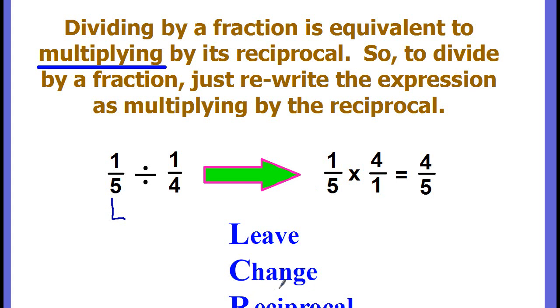The C stands for change. So the C goes under the division symbol, and we're going to change that to multiplication. And then the R stands for reciprocal. That means we want to write the reciprocal of the divisor. Instead of 1/4, we flip it upside down and write 4/1. Leave, change, reciprocal. Three important letters to remember when dividing with fractions.